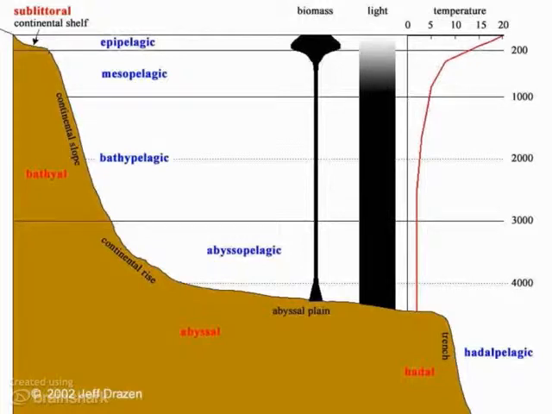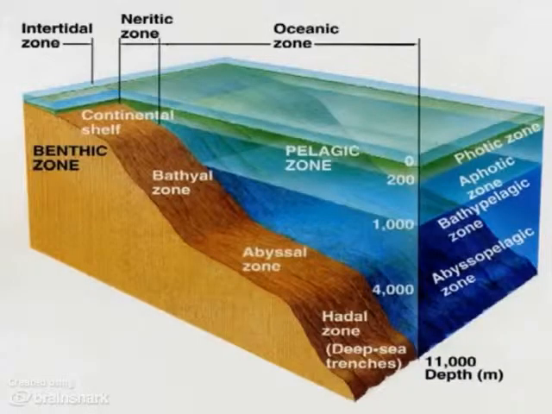So those are the zones that he's singing about there. Here's another great picture showing the zones. You can see the benthic environment, and they call it the benthic zone, but it's really the whole bottom environment. And you can also see the pelagic environment. Take a second and study this diagram.